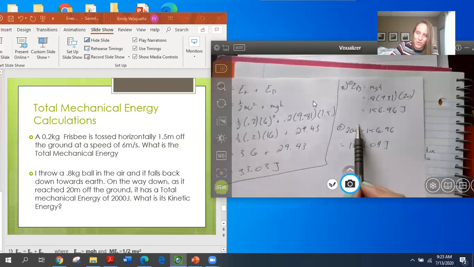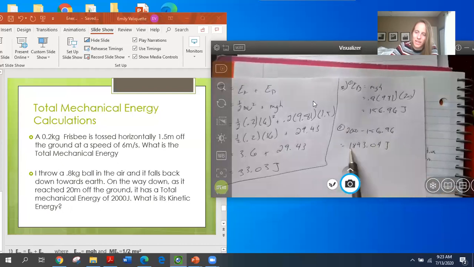I then know that my total energy is 2,000, so I will just subtract the amount of that is gravitational. Whatever's left over must be kinetic, so 1,843.04 joules of kinetic energy.